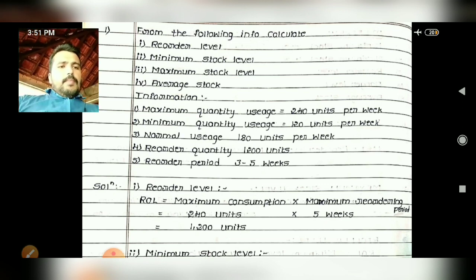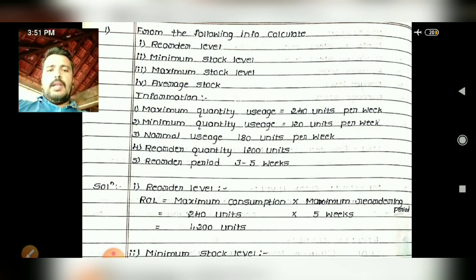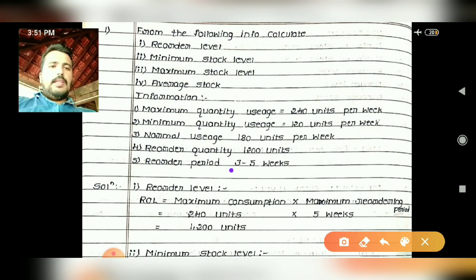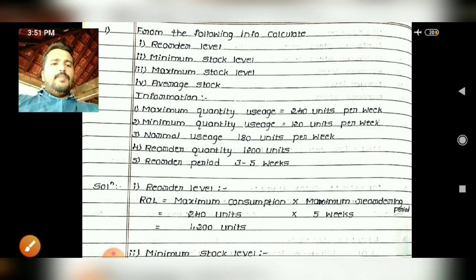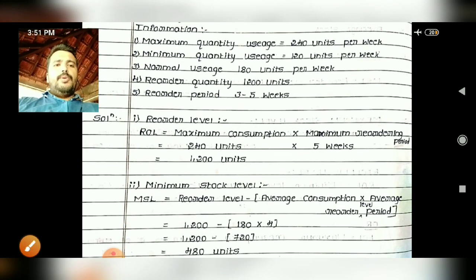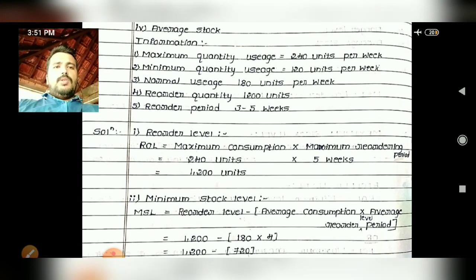Then maximum reordering period. The reorder period is given at the last. There 3 is minimum, 5 is maximum. Note it down. So 3 to 5 is given. 3 means minimum reorder period, 5 means maximum reorder period. So you need maximum reorder period now, that means it is 5 weeks. So just 240 into 5 weeks you have to do, that you have done here, 1200 units. The reorder level is 1200 units.